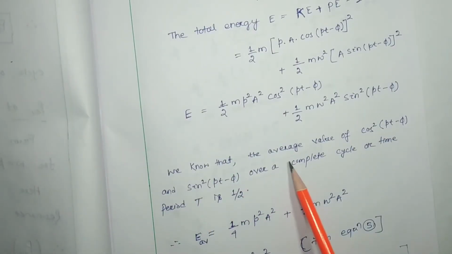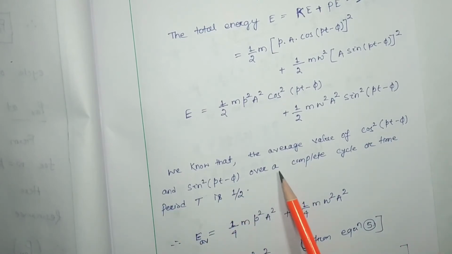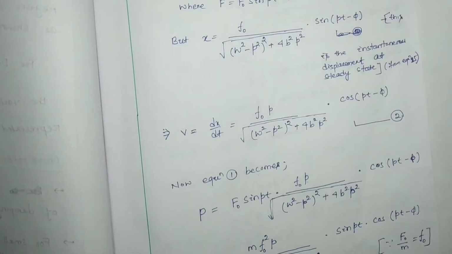We know that the average value of cos square(pt minus phi) and sin square(pt minus phi) over a complete cycle, or time period T, is 1 by 2. We have just discussed this.